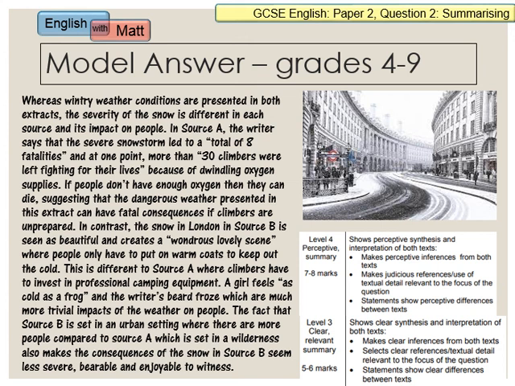In contrast, the snow in London in source B is seen as beautiful and creates a wondrous, lovely scene where people only have to put on warm coats to keep out the cold. This is different to source A, where climbers have to invest in professional camping equipment. A girl feels as cold as a frog, and the writer's beard froze, which are much more trivial impacts of the weather on people. The fact that source B is set in an urban setting, where there are more people compared to source A, which is set in a wilderness, also makes the consequences of the snow in source B seem less severe, bearable, and enjoyable to witness.